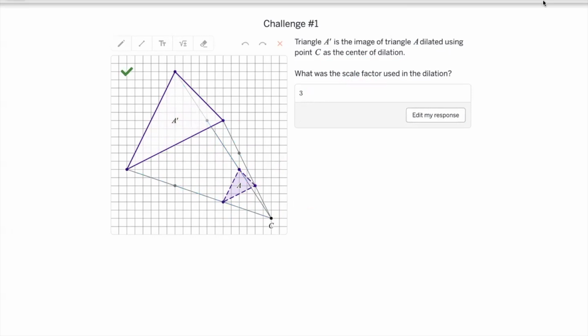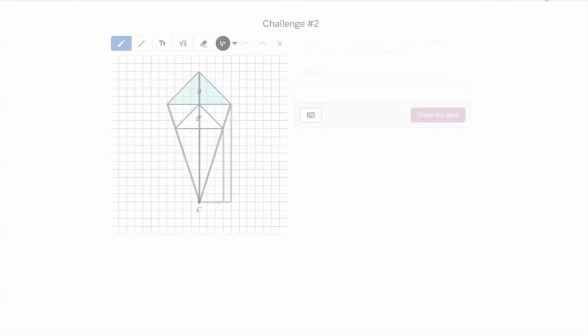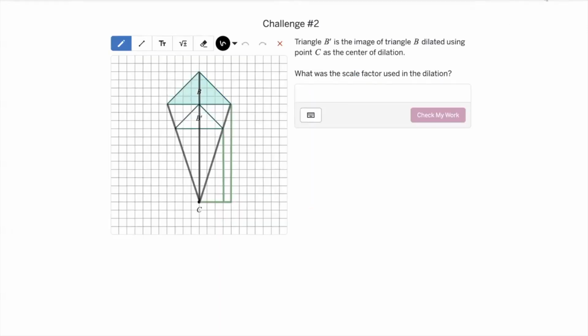Oops, whoops. Oh, I already have my annotations on that one. Let's see if I could get rid of it. Okay.